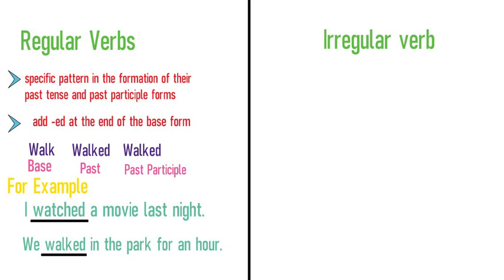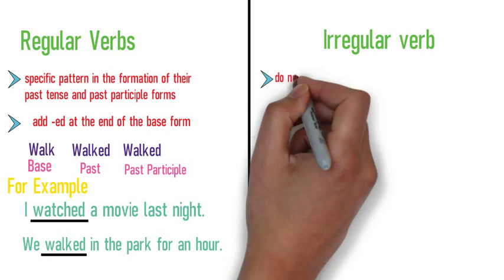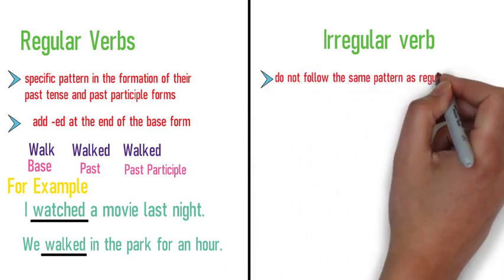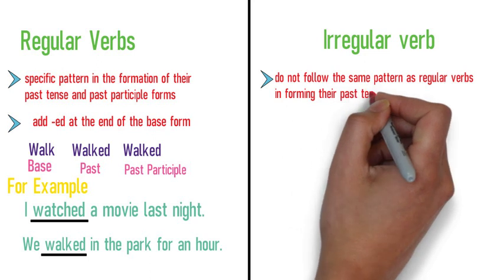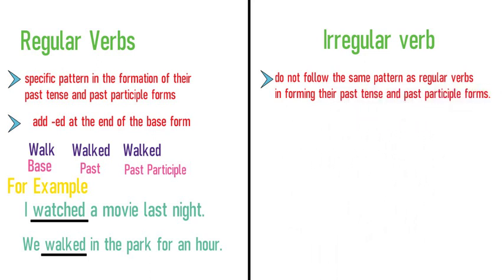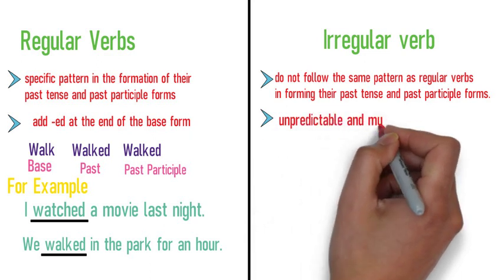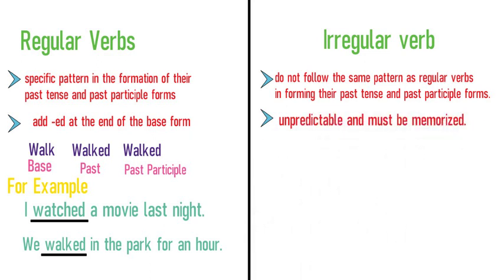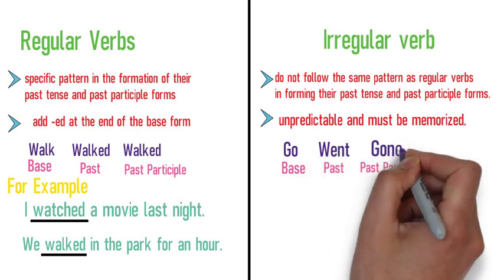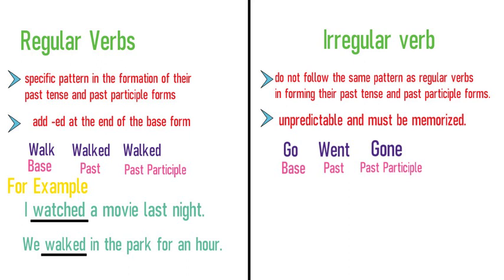On the other hand, irregular verbs are those that do not follow the same pattern as regular verbs in forming their past tense and past participle forms. Their forms can be unpredictable and must be memorized. For example, the base form of the verb go is go, the past tense form is went, and the past participle form is gone. Here are some sentence examples of irregular verbs.